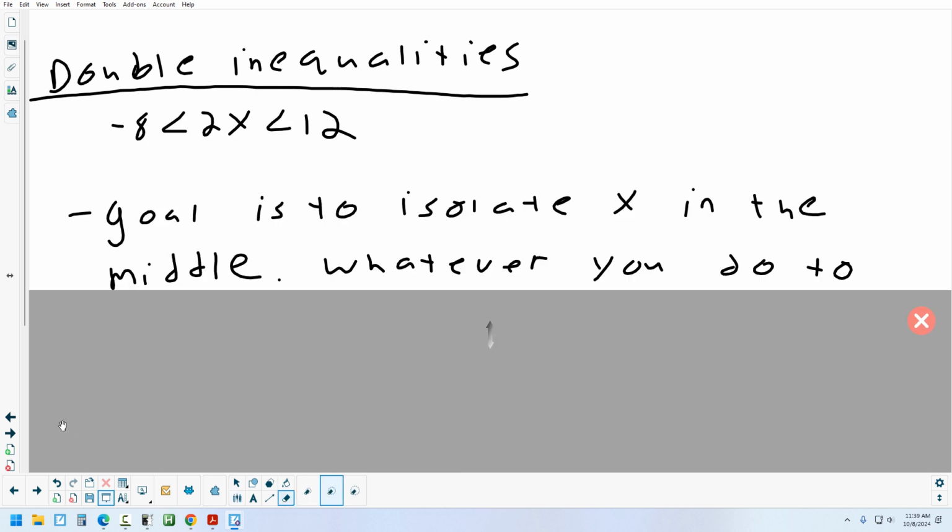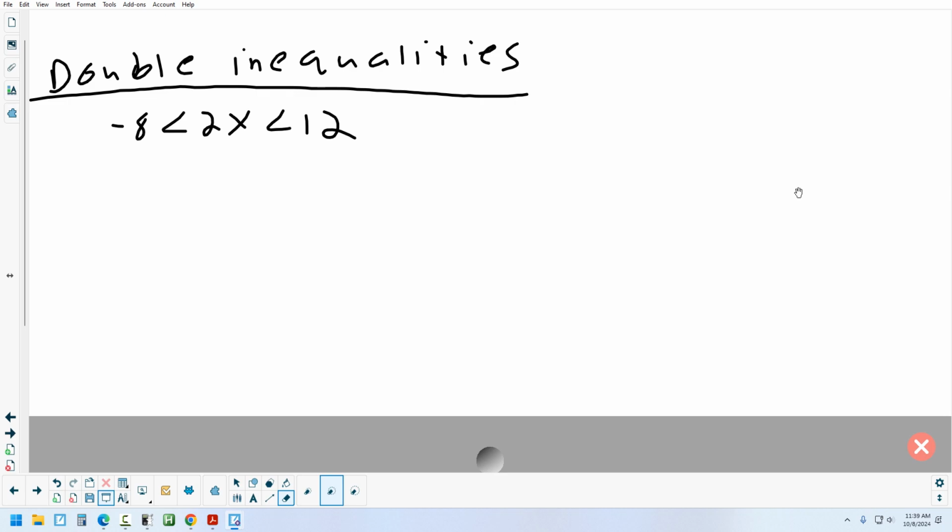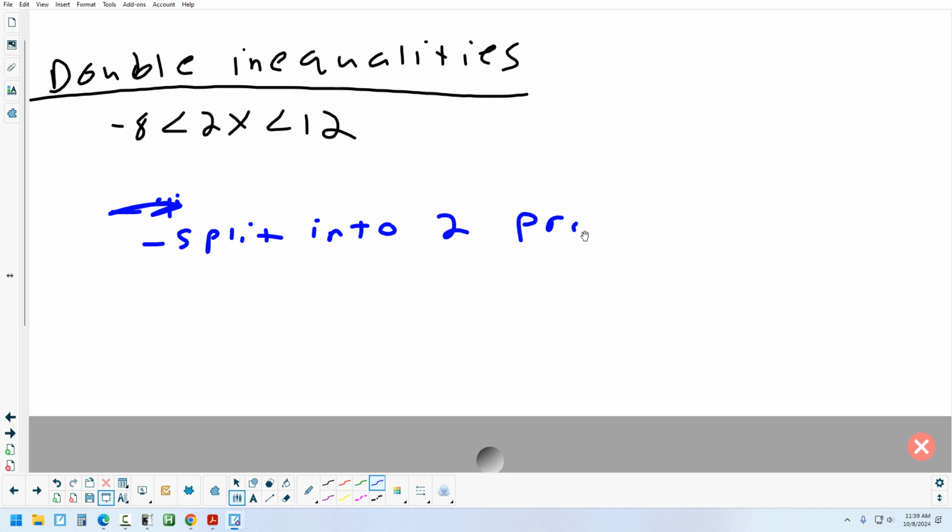Okay, so double inequality. That's an example of a double, or I call it a compound inequality. And what you're going to do is split into two problems and then solve each one.